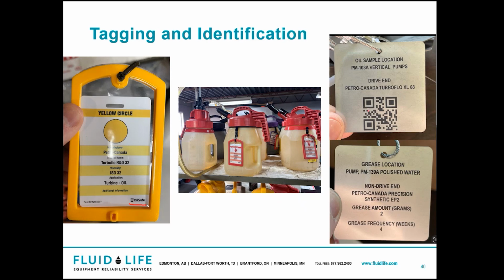For us here, we will offer this service as well, where we can hang oil sample tags on each component. What's nice about this is you scan that tag, and then you scan your bottle, and then it's registered. There's no printing of labels, there's no writing on lids, there's nothing. It's just scan, scan, done.